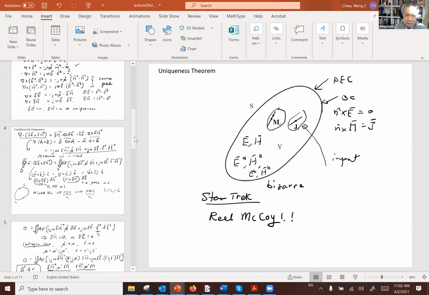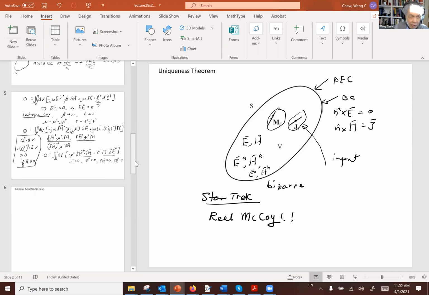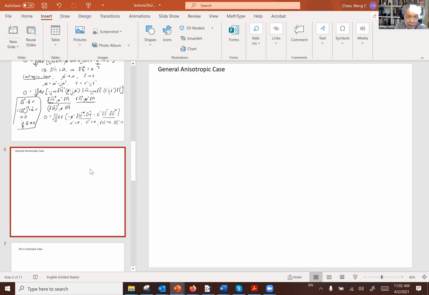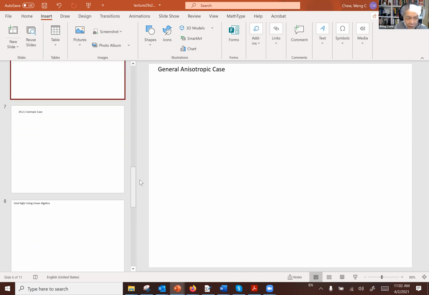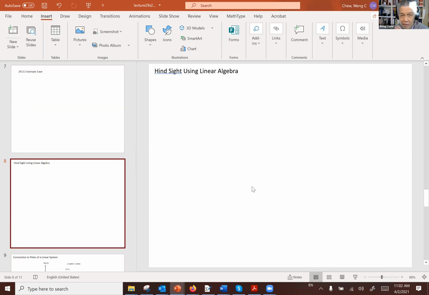So let's take some hindsight. I will not go through the anisotropic case. It's described in the lecture notes. Then you will have to deal with the permittivity tensor and permeability tensor. So I just deal with the isotropic case, and I'd like to offer some hindsight using linear algebra. What is actually happening here? Well, solving equations like Maxwell's equations is analogous, or homomorphic, to solving a matrix equation.